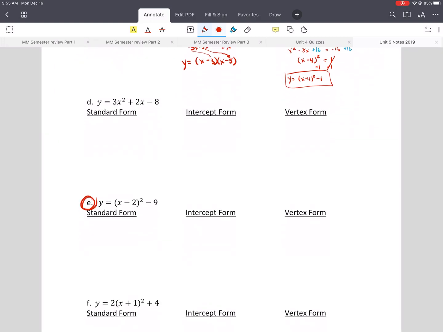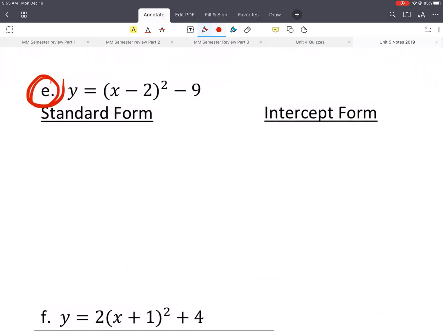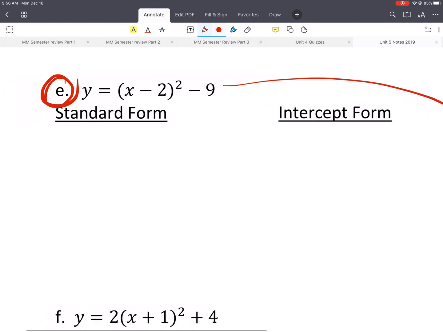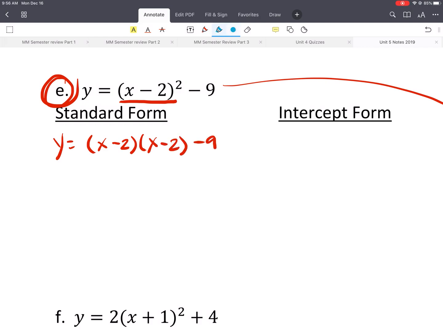Okay, and then let's do one more because we haven't done one going back from vertex form to standard. Okay, so we have our vertex. Put an arrow over there for vertex form. The next thing we can do is put it into standard form. So to put it in standard form, again, we just distribute, right? Just remember that something squared is the same as multiplying itself that many times. So we cannot distribute the exponent. That would give us a wrong answer. So we need to rewrite it as x minus 2 times x minus 2, and then we'd still have our minus 9. And then we would distribute.